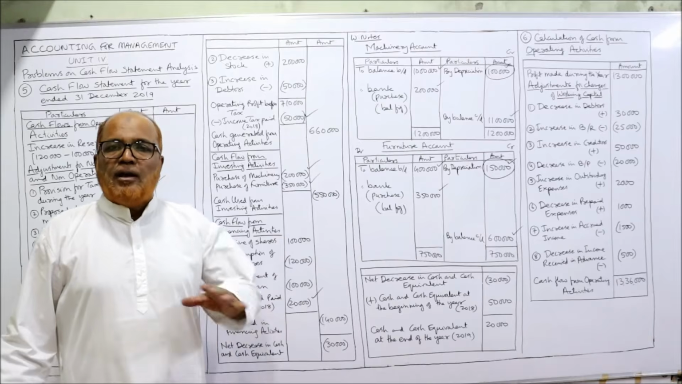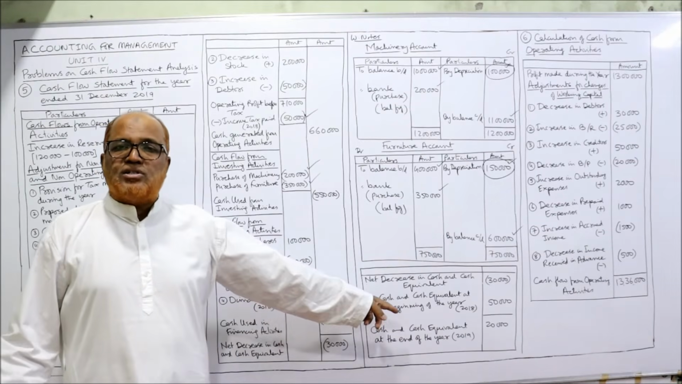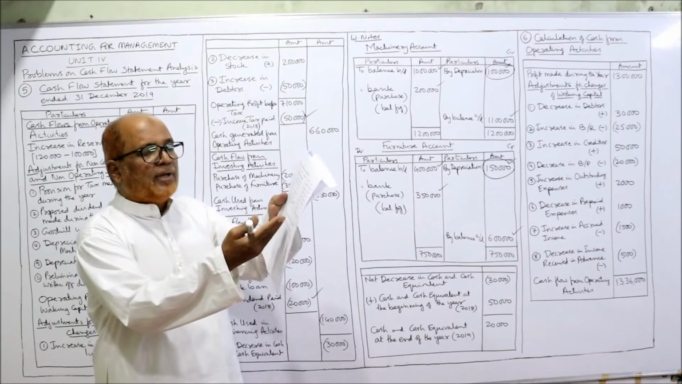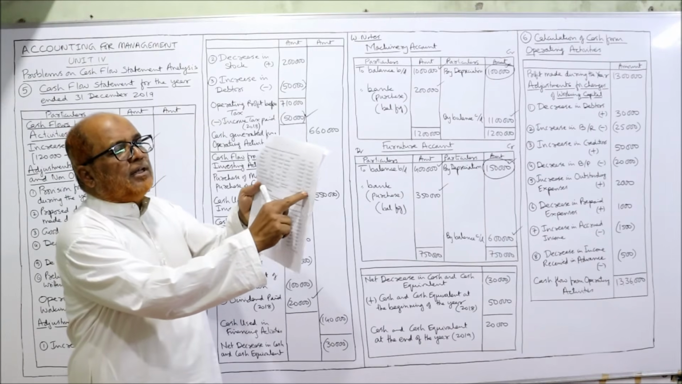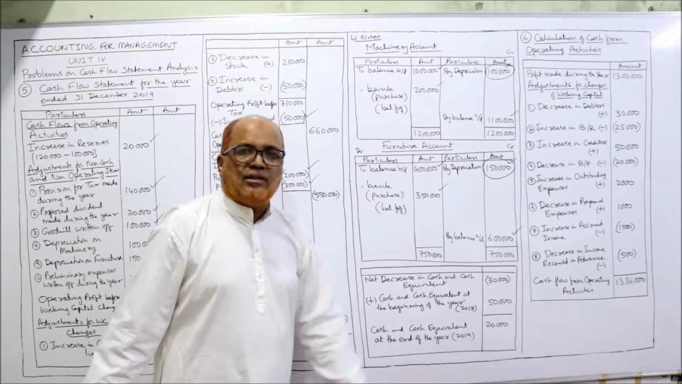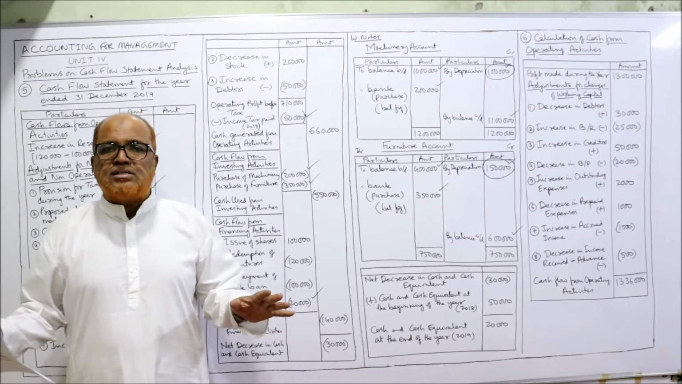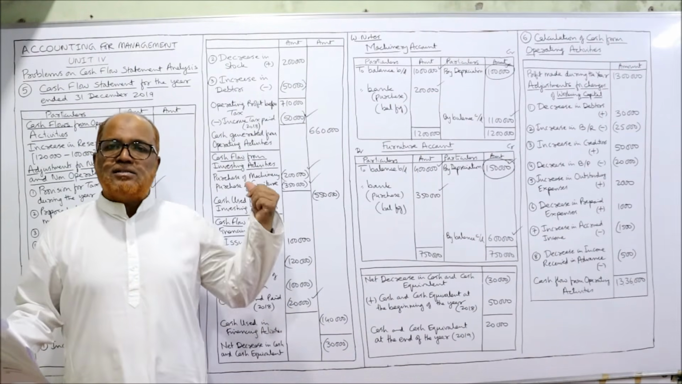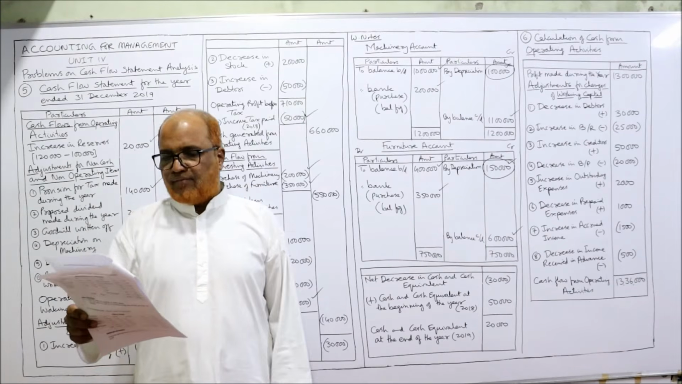We have completed. Now we want to confirm whether our calculations are correct or not. Now see the problem. In the problem, cash current year 20,000 is given. Current year cash is 20,000 and we also got 20,000. That means our calculations are correct. This is the end of problem number 5.